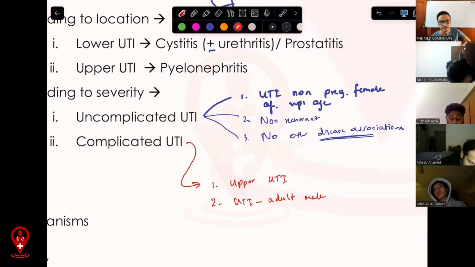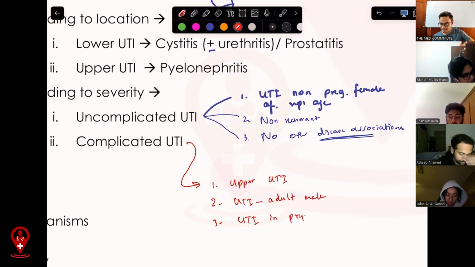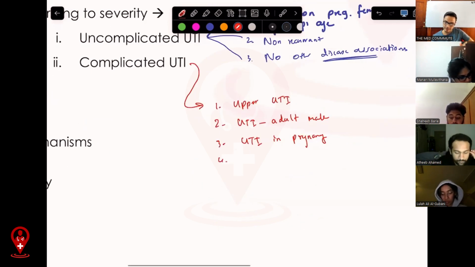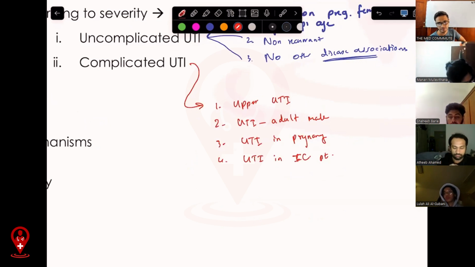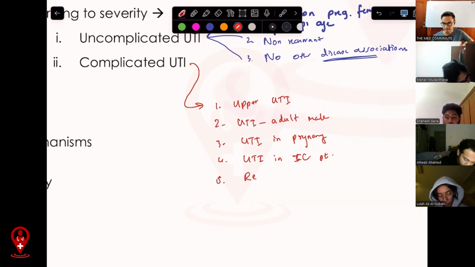Okay. Then UTI in pregnancy. Now in the uncomplicated list, what did we say? UTI in a non-pregnant female. So obviously if it is pregnancy, it's a complicated case. Okay. And guys, another entity here, UTI in immunocompromised patients. Those are also complicated cases because it is very difficult to manage, to get the infection under control. And then again, recurrent UTIs. Okay.